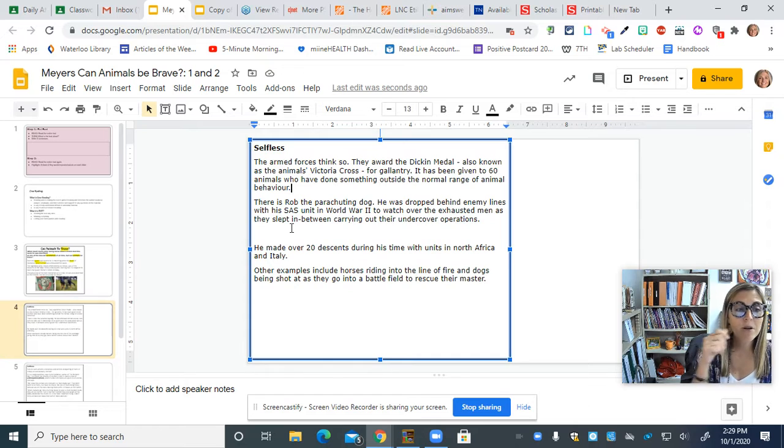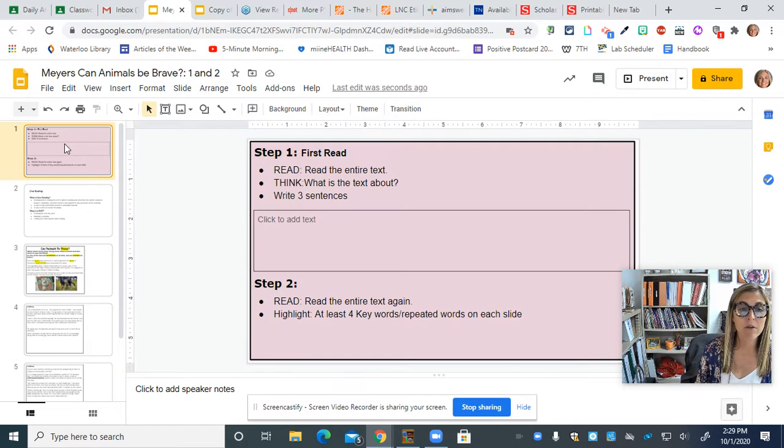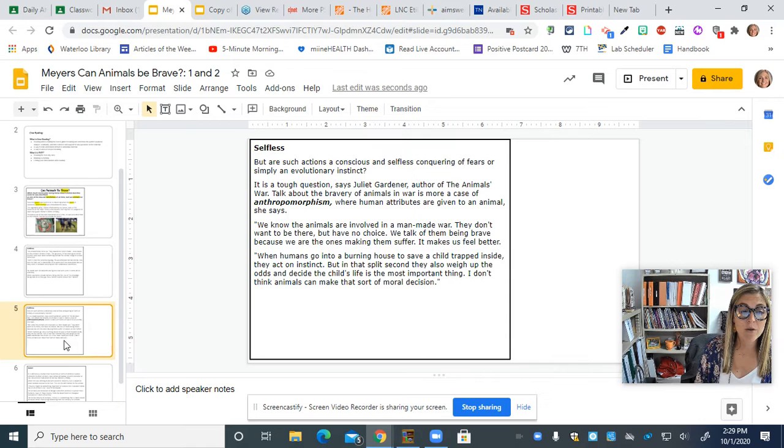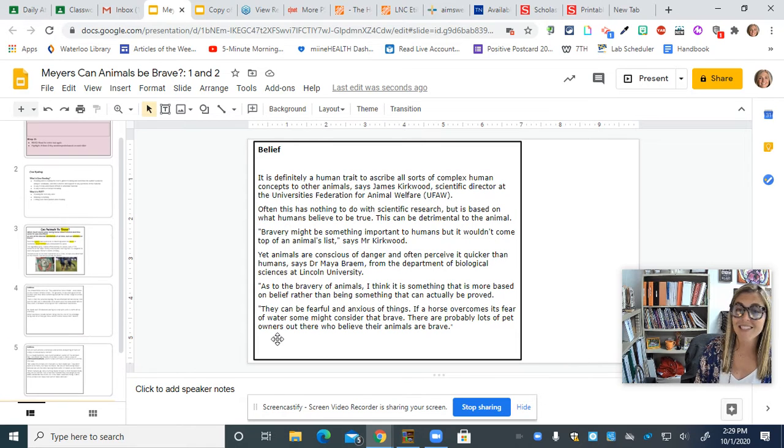You are going to start now by reading the entire text, thinking what it's about, and then writing 3 sentences about what it's about. And then you're going to move on to step 2, where you're going to read it again and highlight at least 4 words on each of the remaining slides, okay?